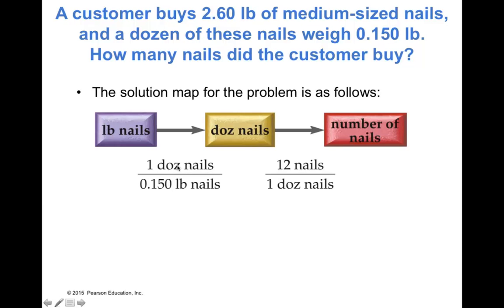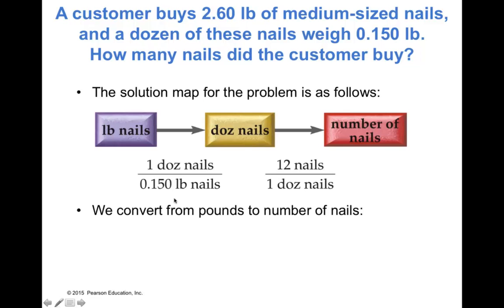Okay, and then in 1 dozen we have 12 nails. So now we can determine the number of nails. So these are the two conversion factors that we need to use. This is point A, this is point B, and this is the intermediate point. So we need a transformation between these two, and then another factor to change from dozens to number of nails, from here to here. So these are the two conversion factors.